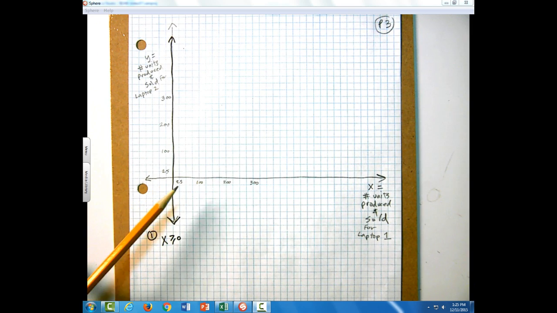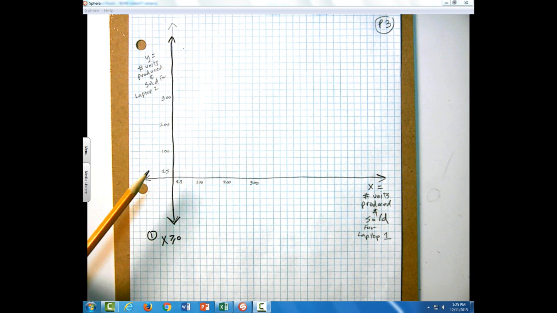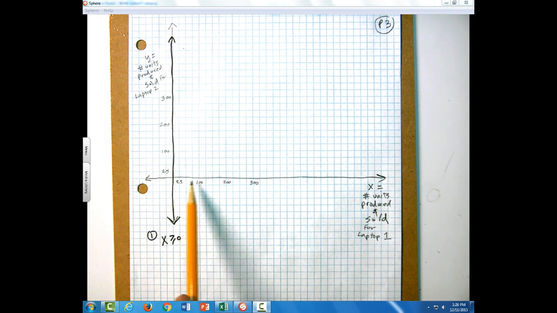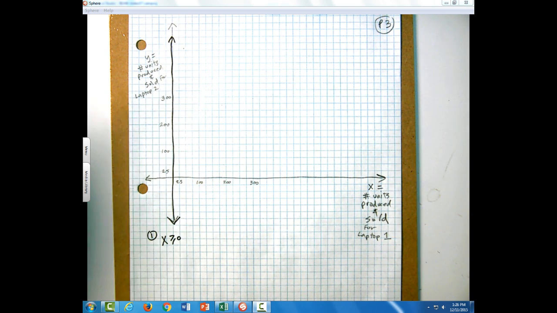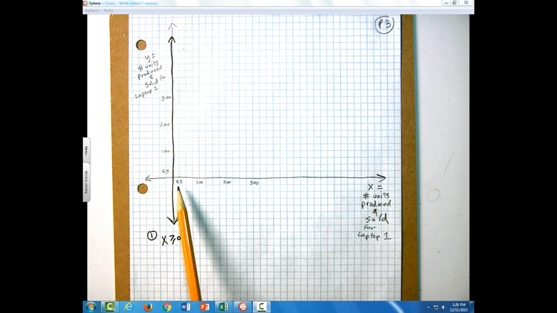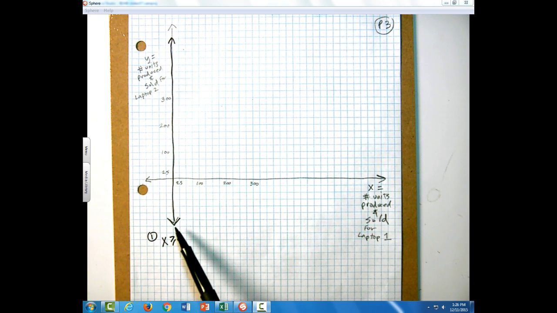All right, here's where we are going to plot our inequalities. Here is the x-axis. X is the number of units produced and sold for laptop number 1. The y-axis is along there. Y is the number of units produced and sold for laptop number 2. We're going to use increments of 25 all the way up to 300. Now, I've already plotted equation number 1.